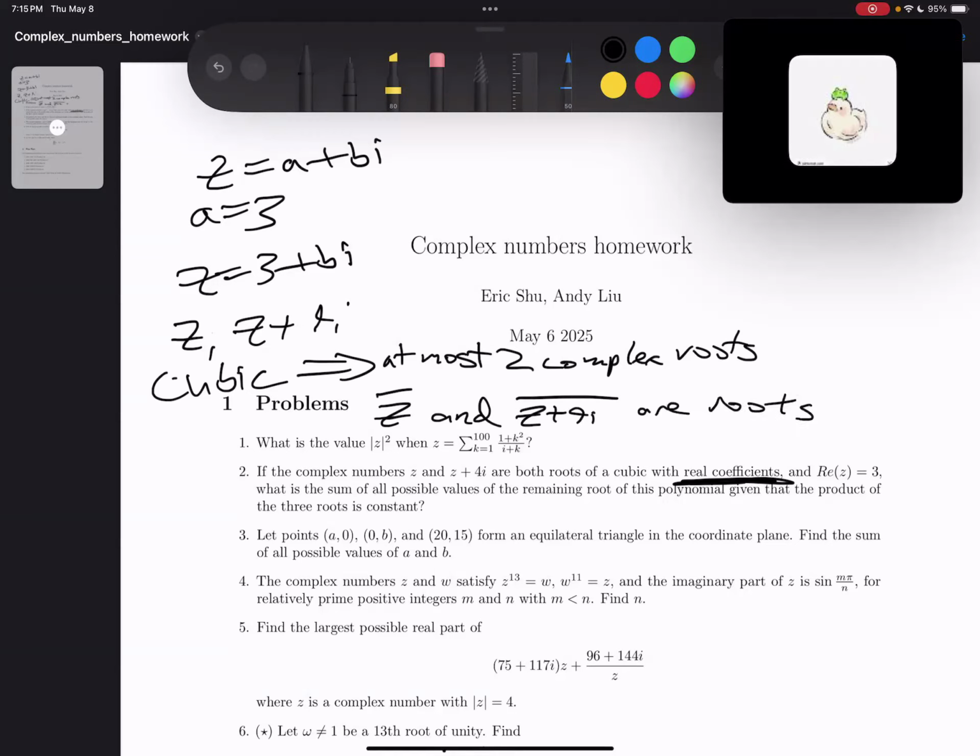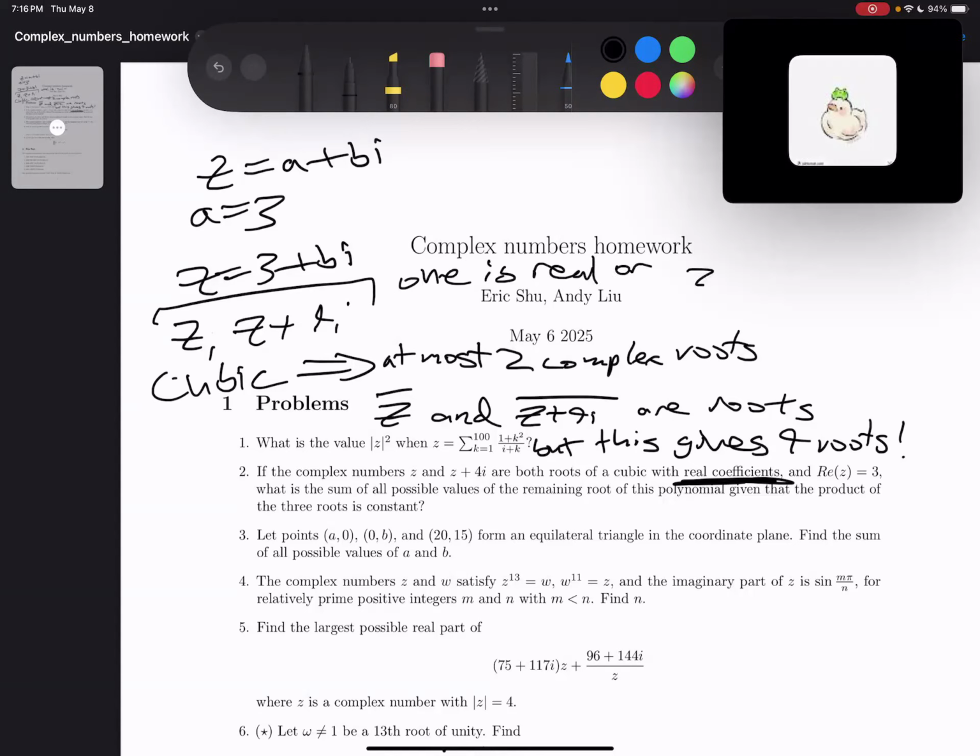So that means that at least one of z or z plus 4i is real. Wait, is that right, Eric? Yeah, or the other case where they're conjugates of each other. Oh yeah. So each of these 3 cases is pretty simple. If z is real, that means b equals 0. If z plus 4i is real, that means b plus 4 is 0, or b is equal to -4. If they're conjugates of each other, then b is equal to -2.